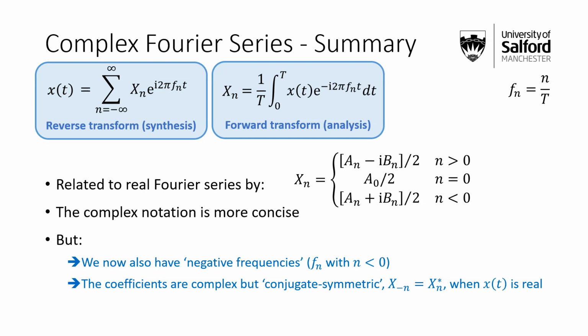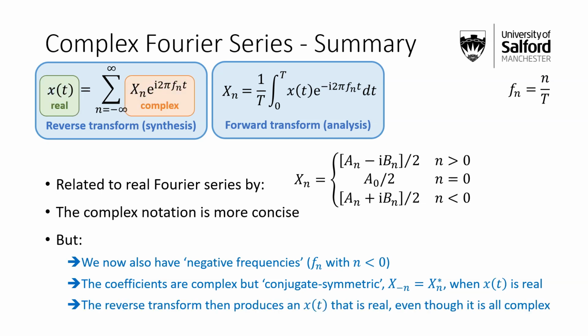And the other kind of peculiar thing, which we'll look at again in a second, is that the reverse transform produces an x(t) that is real, even though all the terms in it are complex. So you put all this complex stuff on the right hand side in the orange box. X_n is complex, e to the i 2 pi n f t is complex, but somehow you get out something that's real. This is something you see often when evaluating complex Fourier series: if you thought you were going to get something real and you don't, then you probably made a mistake in how you coded something somewhere. So that's a useful check.